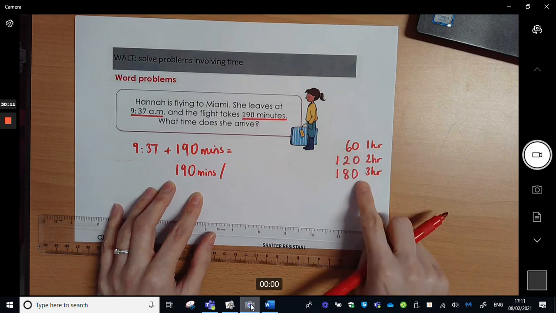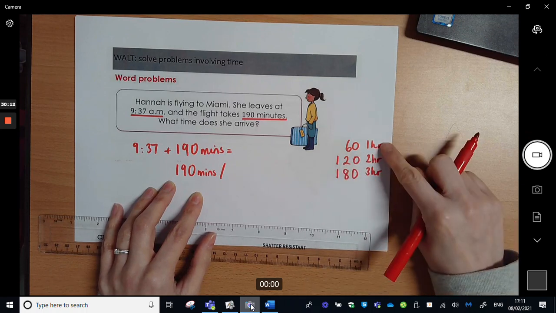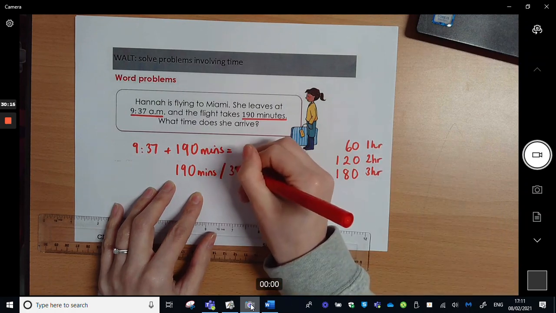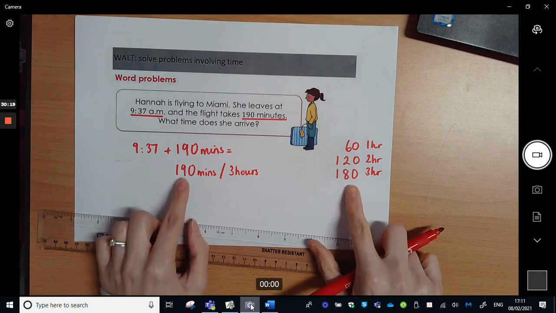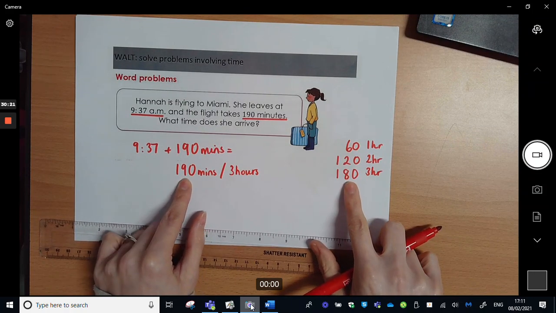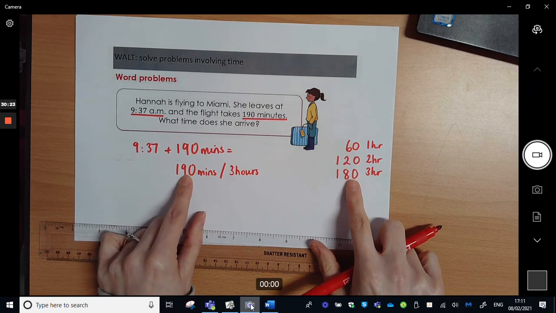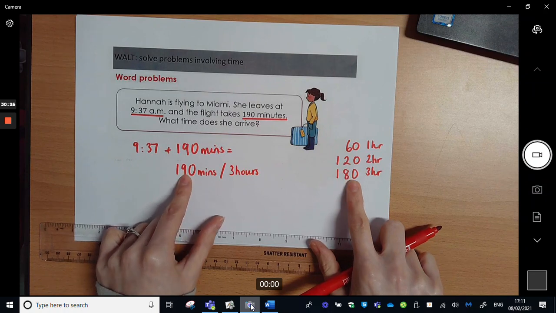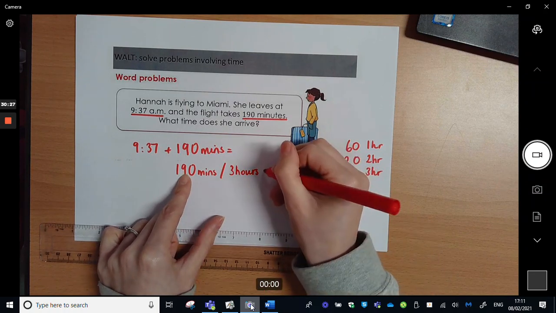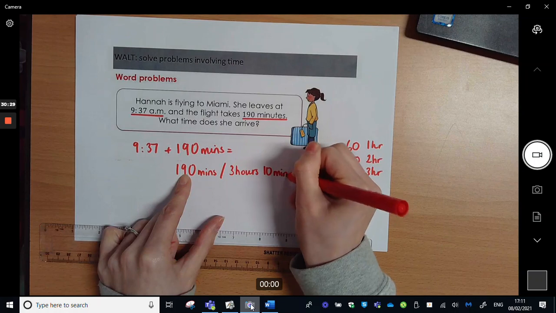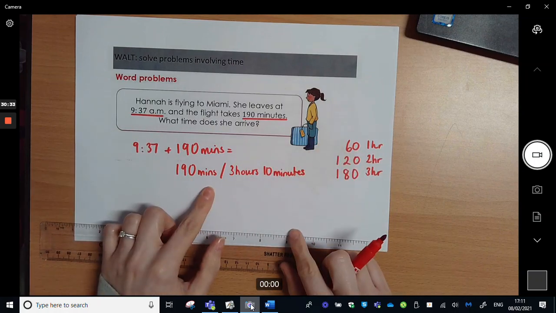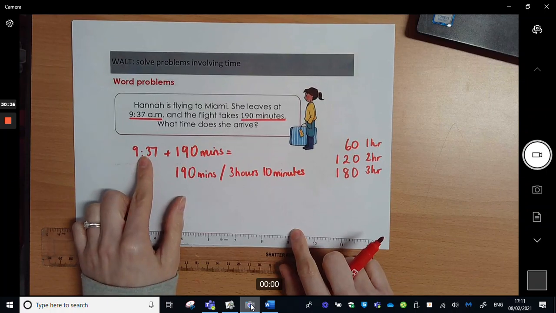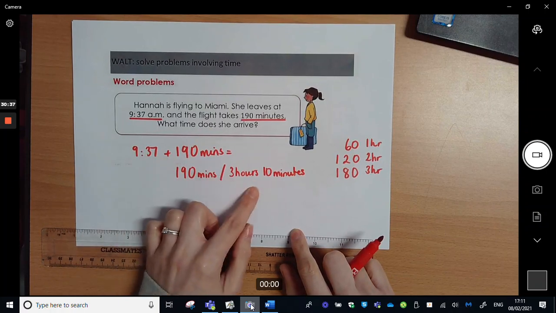So I know if I go any further, that's going to be too big. So I know this is the same as 3 hours and how many minutes left over. So it was 190. 3 hours is 180. I know the difference between 80 and 90 is 10. So it should be 3 hours and 10 minutes. So that's how long Hannah's flight takes in total. So I'm actually doing 9:37 add 3 hours and 10 minutes.